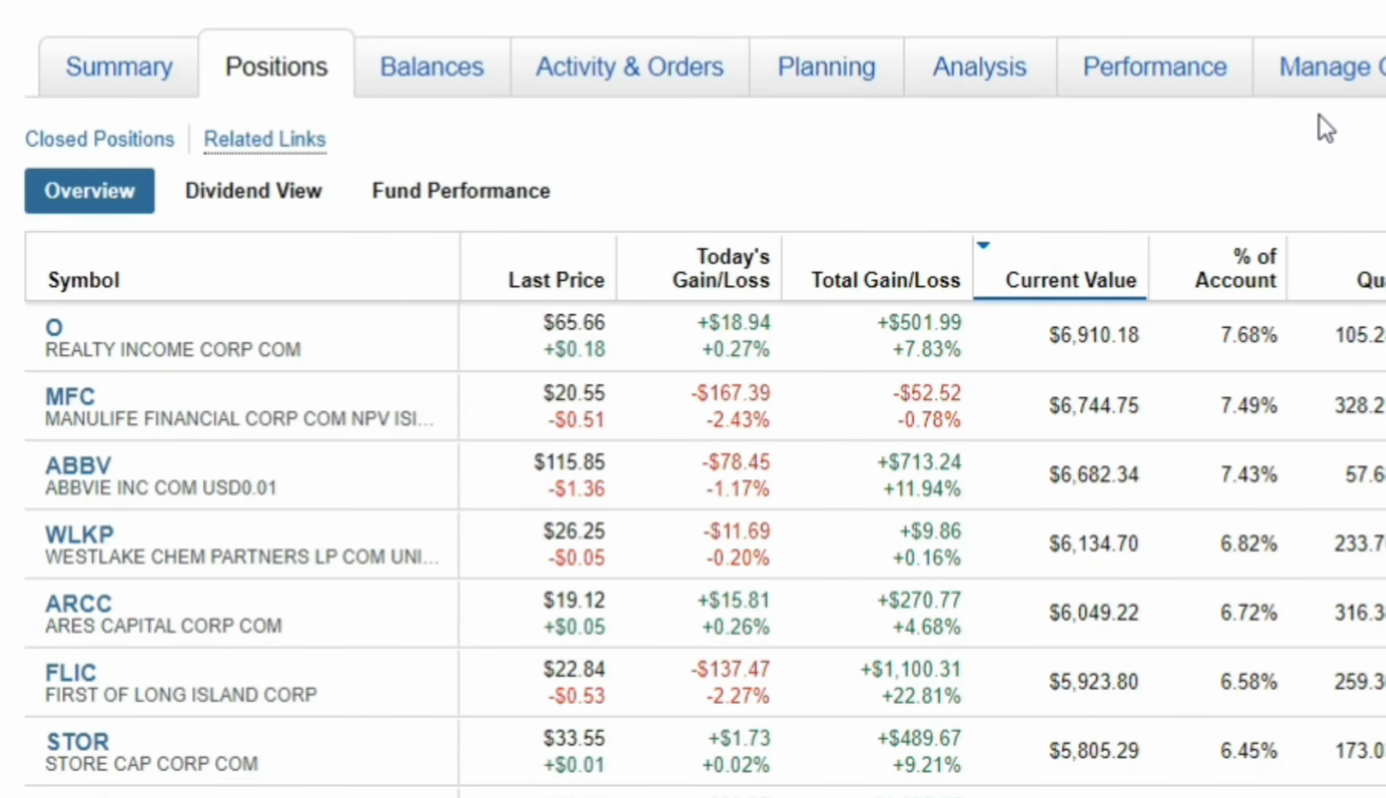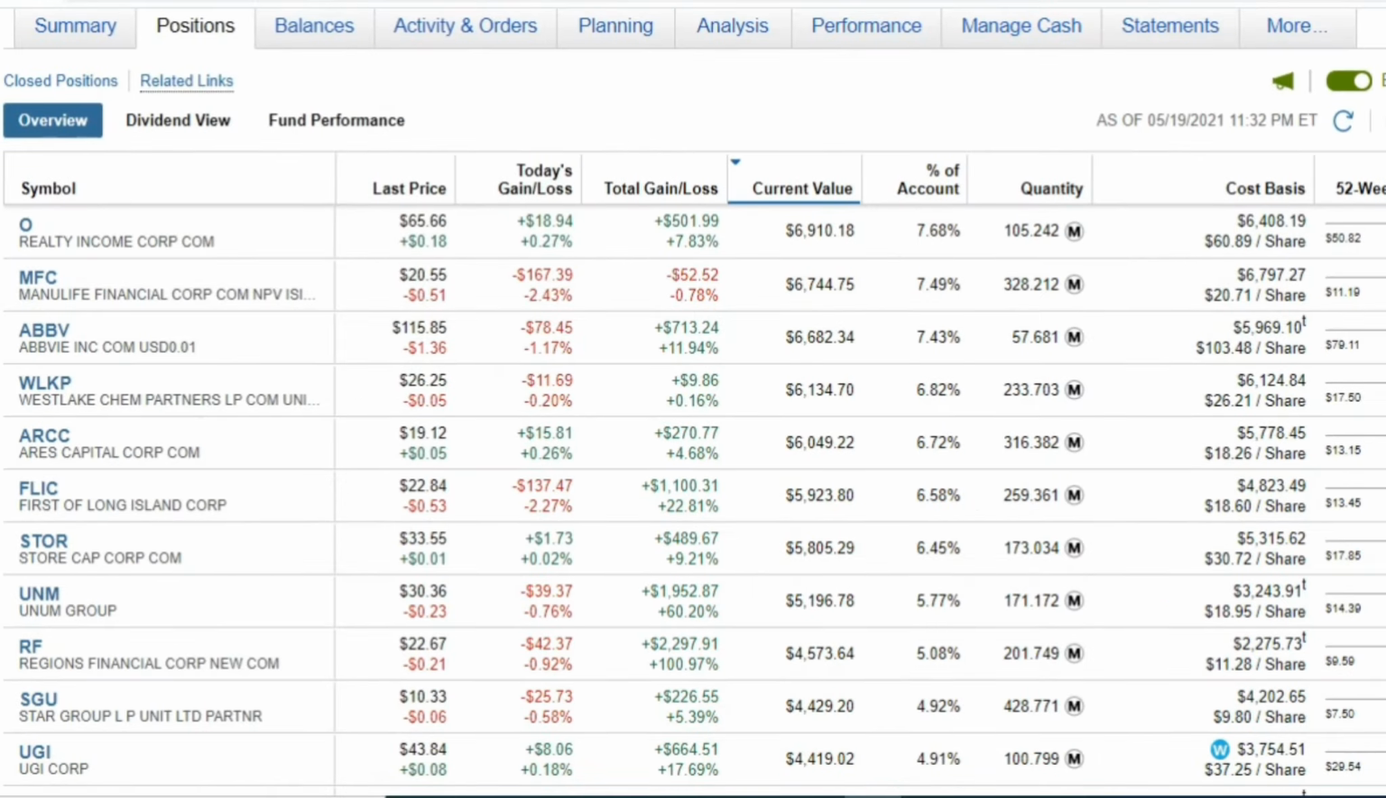All right guys, so you're looking at my Fidelity dividend portfolio here, and this is as of May 19th, 2021. Wanted to make it as current as possible for you guys. And so this is the current holdings right now. Same holdings here that I've held previously, no changes.